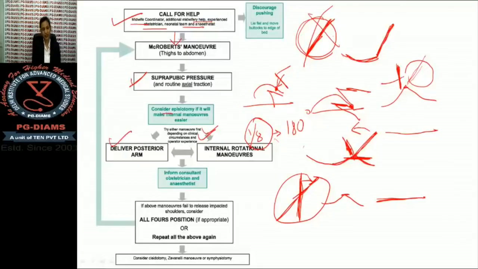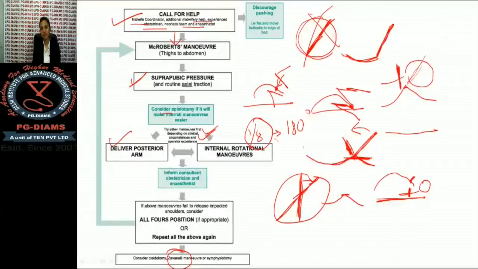If even after this rotation and trying to deliver the posterior arm, your baby has not delivered, then you replace the head into the vagina. Whatever the head has come out, the shoulder is not coming out. Now I have to do a section because the baby is not delivering. But to deliver this baby by cesarean at this stage, with the head outside and the shoulder inside, is very difficult. So you have to rotate the head, place it back in the vagina, push it as high as it can go, and then take the patient for section.